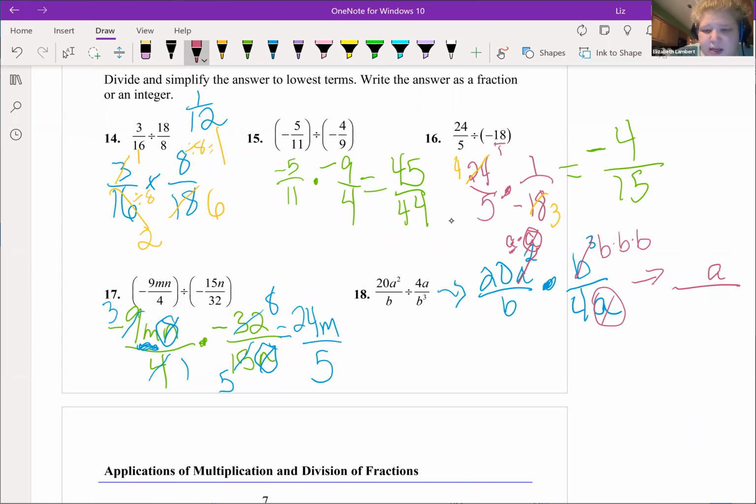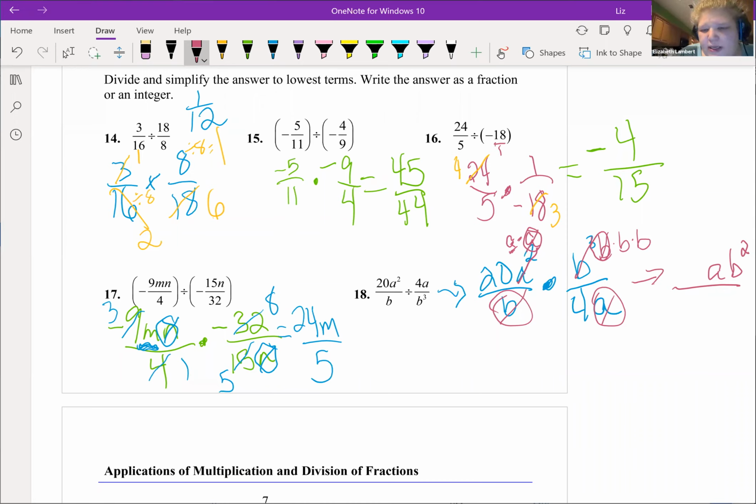It's 3 b's and one of them will get canceled. So we have 2 b's left over, also on top. Traditionally, we write the letters in alphabetical order. Realistically, it actually doesn't matter at all. If you type b squared a on Alex, it'll count it right.